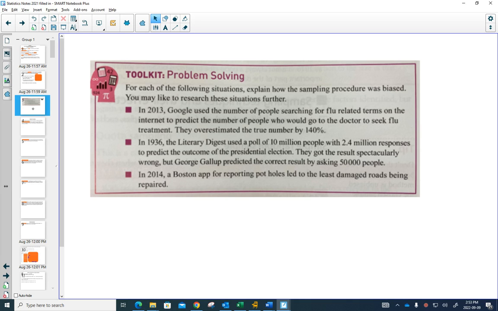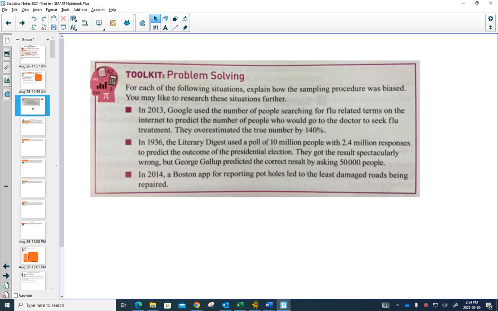Well, Literary Digest, that sort of makes me think of one group of people already. So now you're taking from like-minded people, even though you had 2.4 million responses, they're all like-minded, which could throw things off.